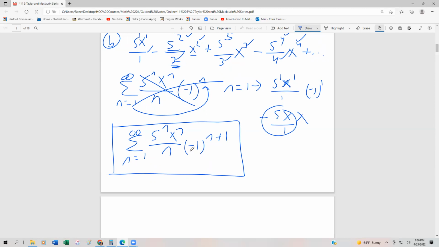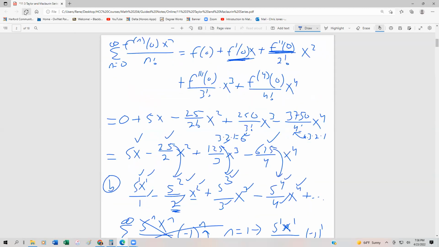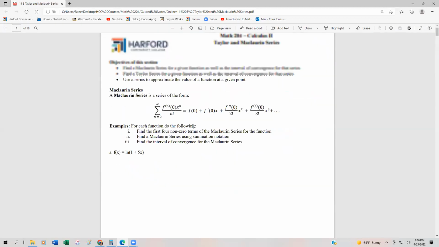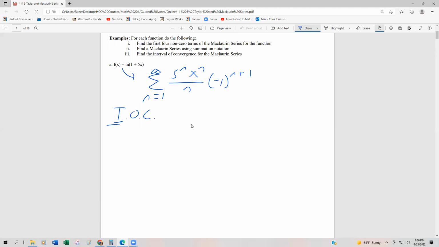So let's hold on to this. I'm going to refresh this so I have a little bit of room to work with. Well, that doesn't help because that just rotated it. And we remember that the series we just found to represent this function was the sum from n equals 1 to infinity of 5 to the n, x to the n over n times -1 to the n plus 1. And so we're going to find the interval of convergence by using the ratio test.